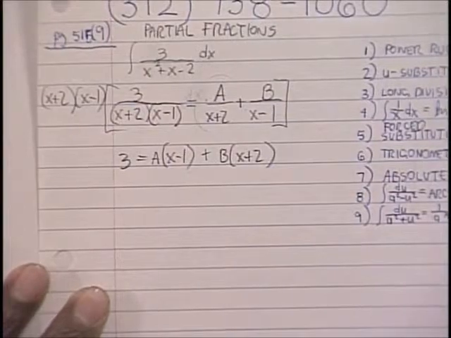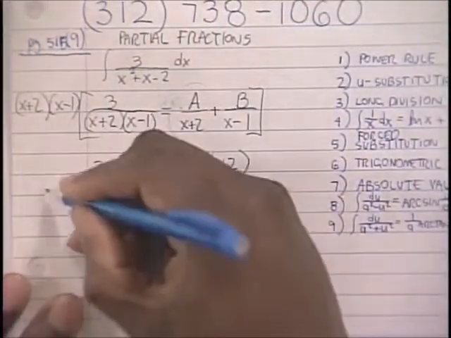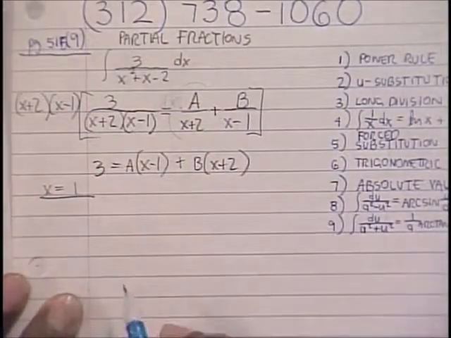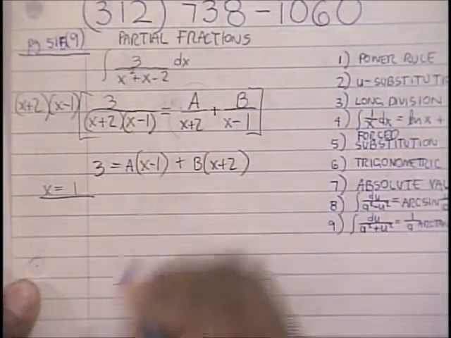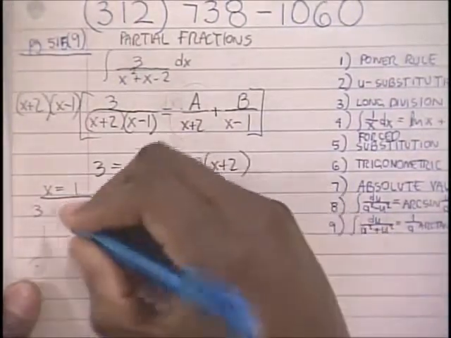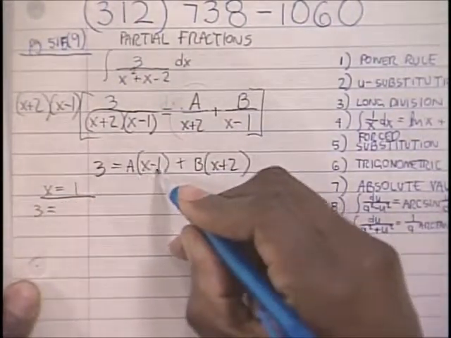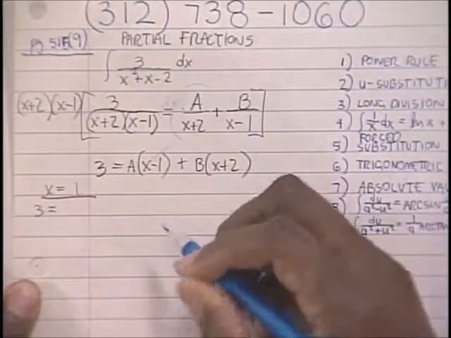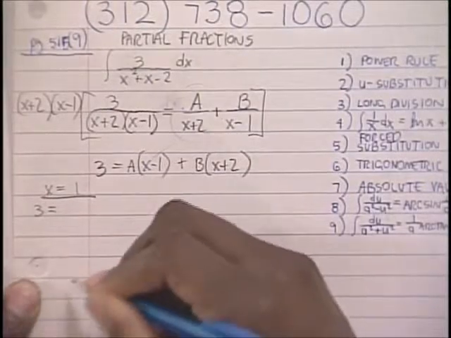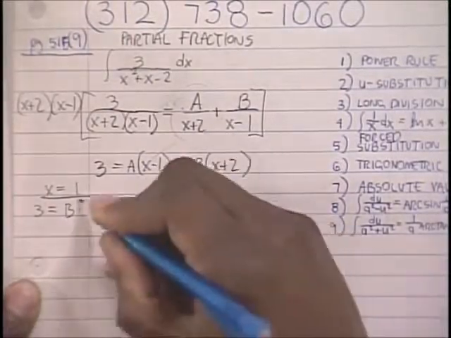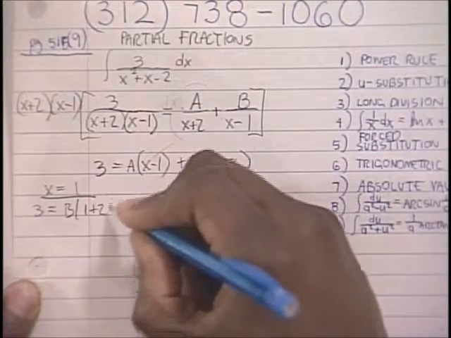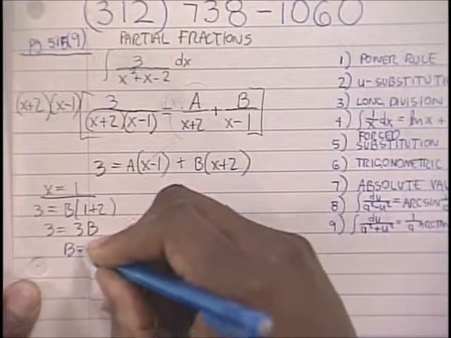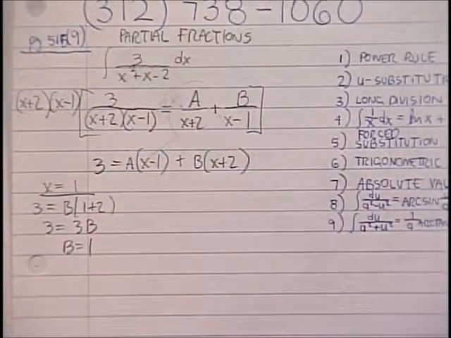And what we're going to do is substitute in, strategically, 1. You'll see why we're substituting in 1 in a minute. If we substitute in 1, we get 3 is equal to, if you substitute in 1 here, this goes away. That's why we substituted in 1. It's equal to B times 1 plus 2. So you end up with 3 is equal to 3B, and B ends up being 1.